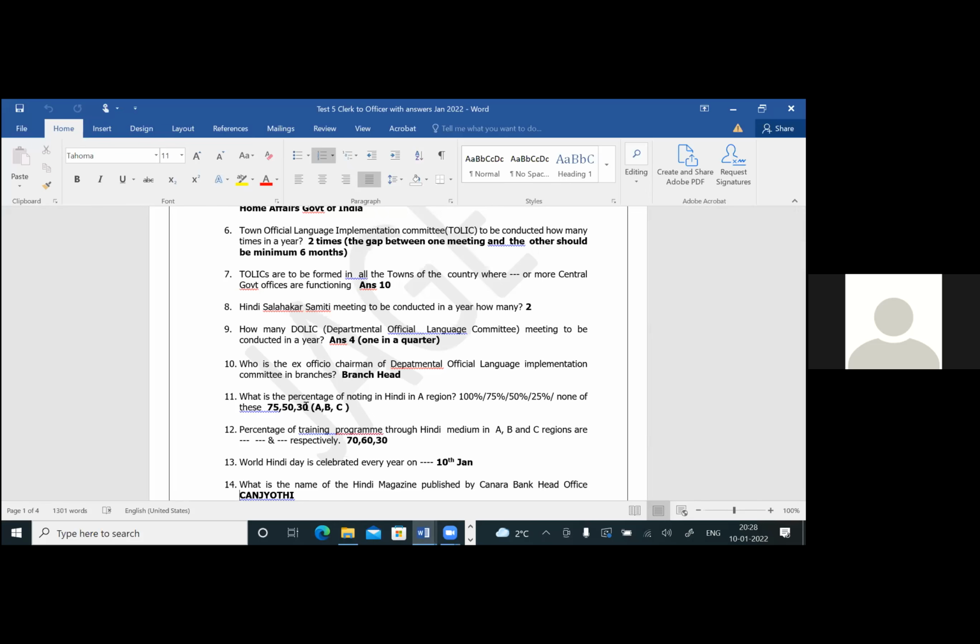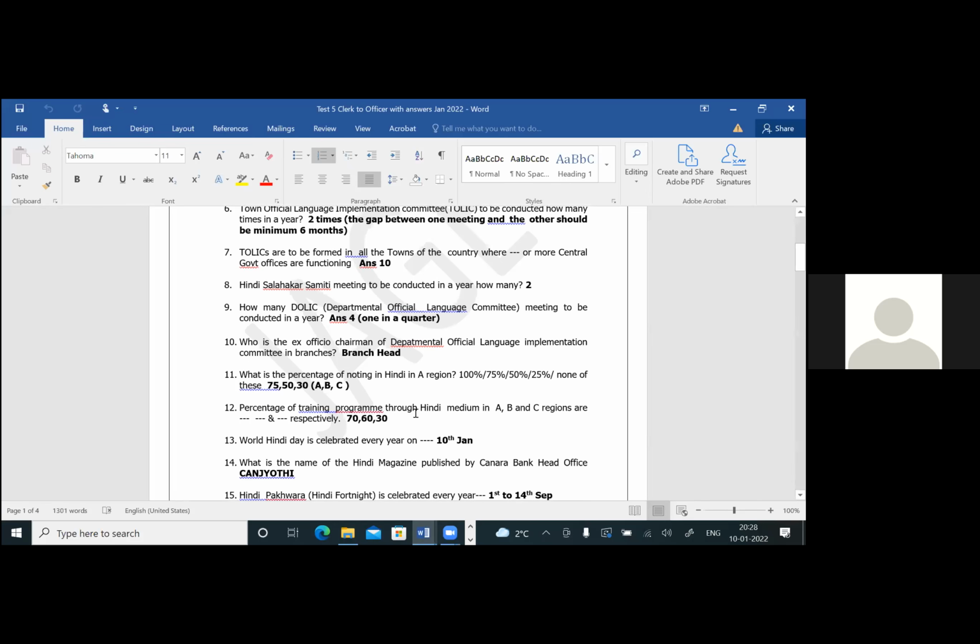You note it down. Then, the percentage of training programs conducted through Hindi medium in A, B, and C regions: how much? 70% of the training programs in A region should be in Hindi. 60% of the training programs in B region should be in Hindi. 30% of the training programs in C region should be in Hindi.